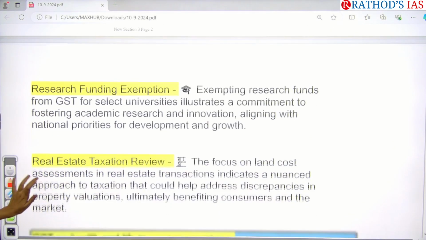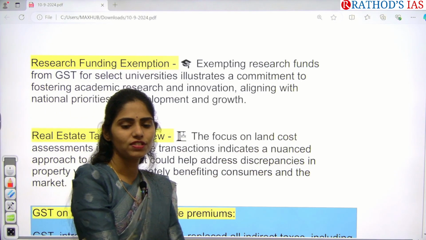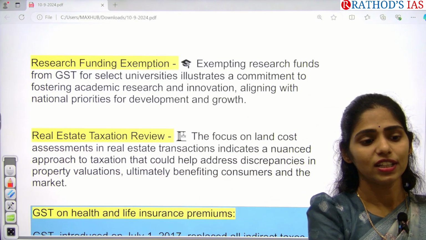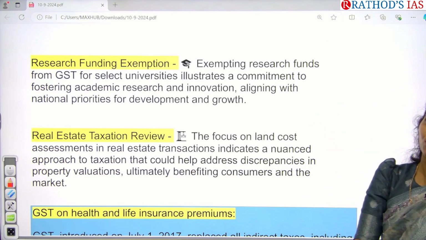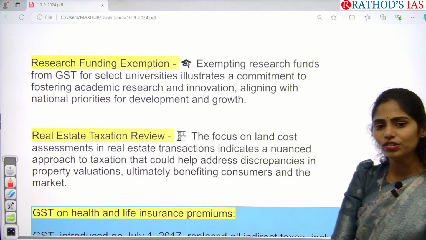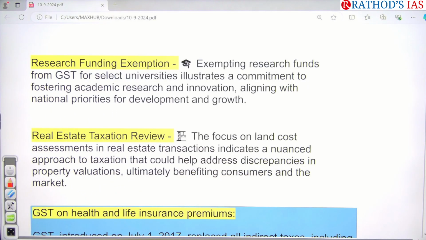Okay, and they are also focusing on research. On research, whenever there is an increase of GST, what happens? Will it encourage research or discourage it? Because of this, the government is now focusing on decreasing GST, or thinking about whether they can exempt research and development under GST. So whenever there is exemption, what happens? We can foster research and innovation, and we can also align with our national priorities of development and growth.